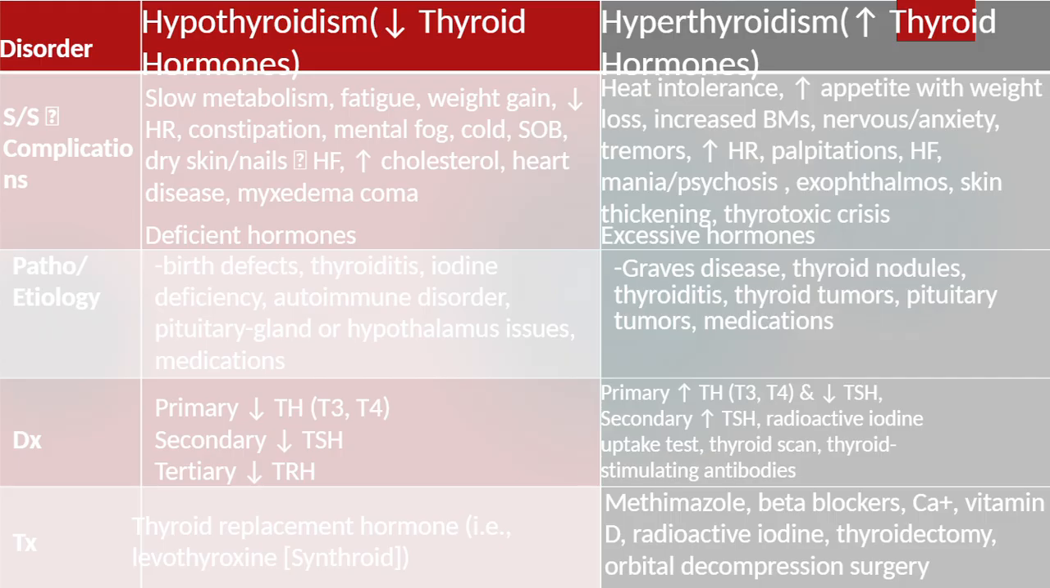In primary hypothyroidism, thyroid-stimulating hormone rises because the pituitary is trying to push the thyroid to work harder. But if the problem is in the pituitary or hypothalamus, thyroid-stimulating hormone will be low or inappropriately normal.